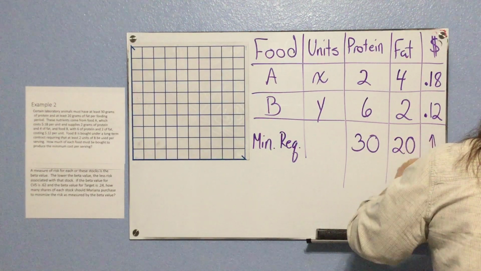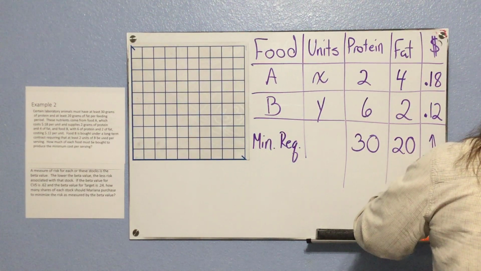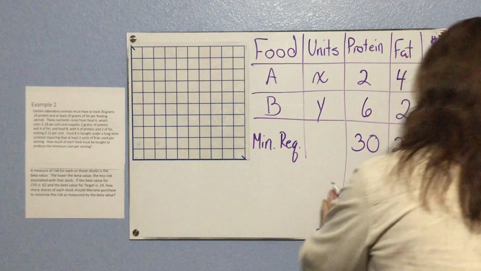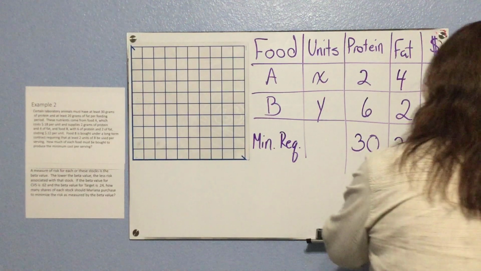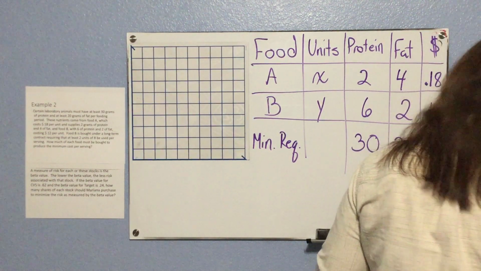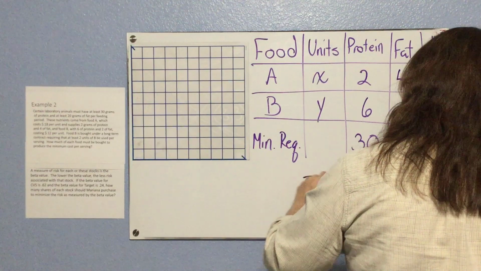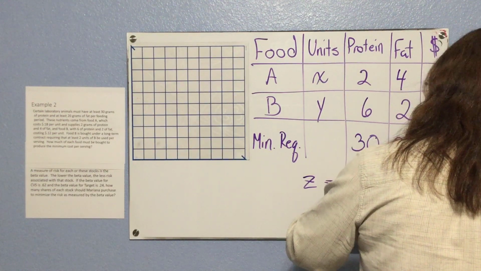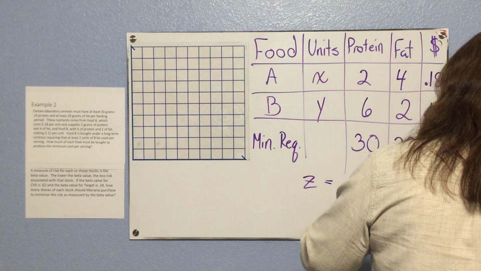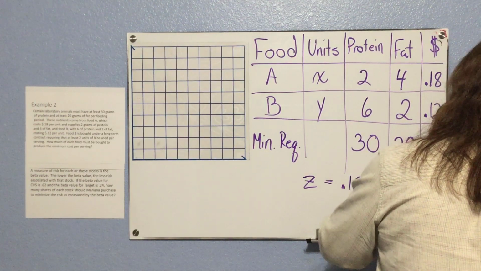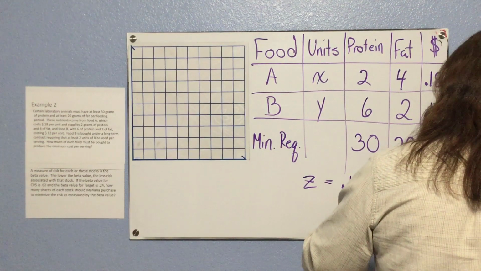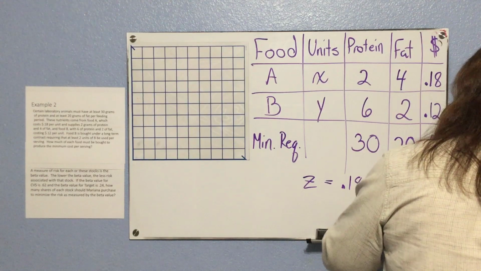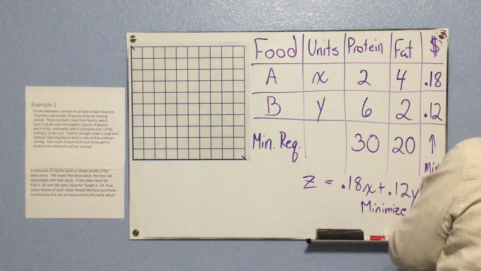And we want to minimize our cost. So we'll write that function first to minimize the cost. Z equal to 0.18x plus 0.12y, and we want to minimize. Okay, so that takes care of this column.